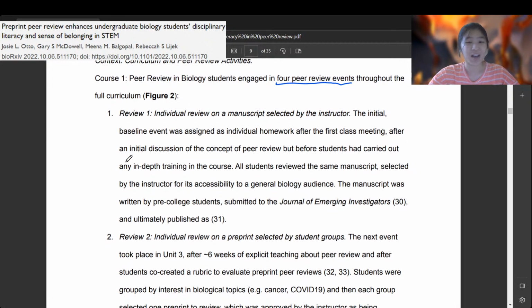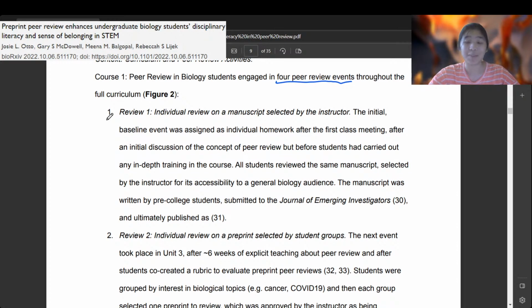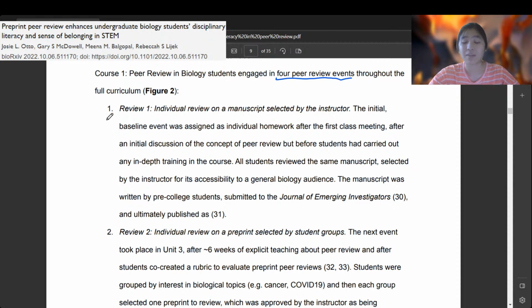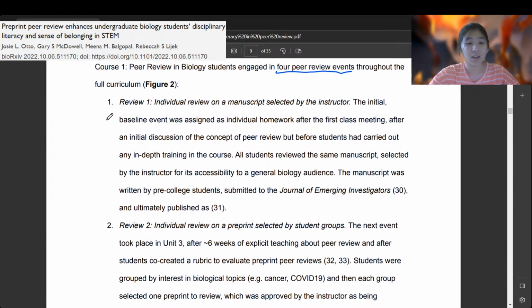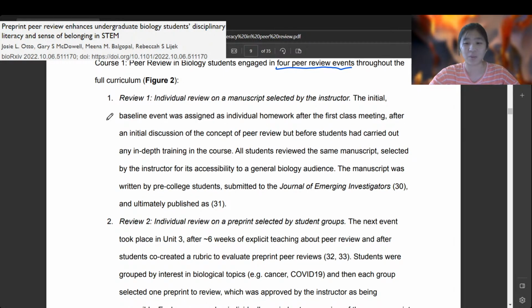Okay, so event 1, review 1, individual review on a manuscript selected by the instructor. The initial baseline event was assigned as individual homework after the first class meeting, but after an initial discussion of the concept of peer review, but before students had carried out any in-depth training in the course.